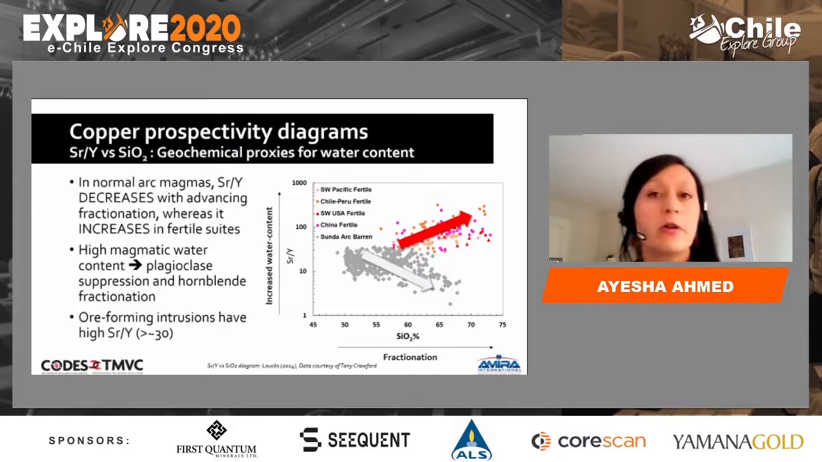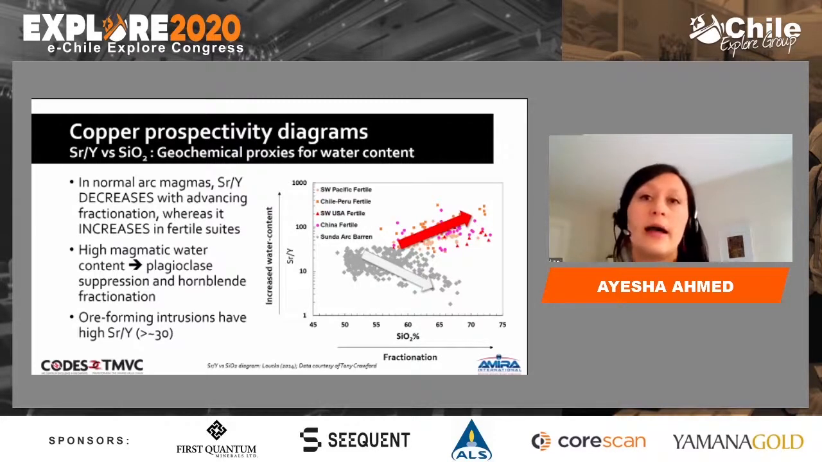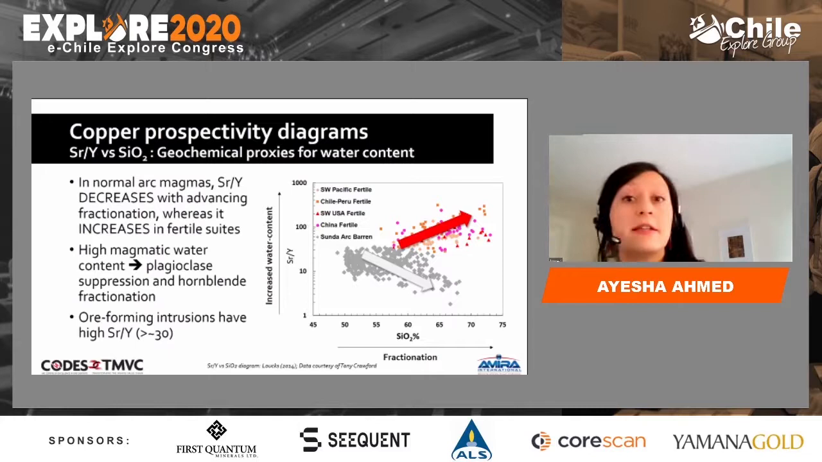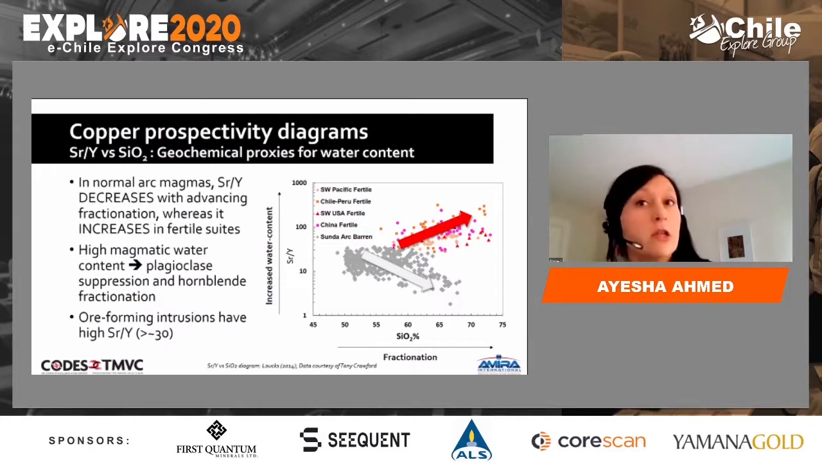First, a note on copper prospectivity diagrams. Strontium over yttrium has been established quite well as a proxy for magmatic water content. Water content is important, as we know, in porphyry deposits because porphyries are very large, generally low-grade, magmatic hydrothermal systems, and they require large volumes of fluid to mineralize large volumes of rock.